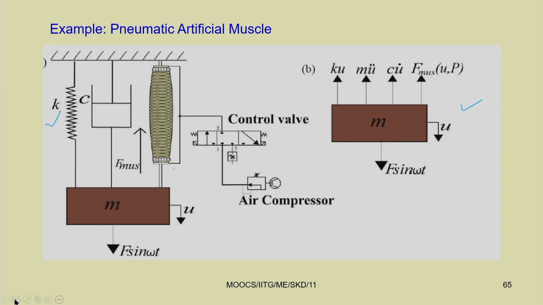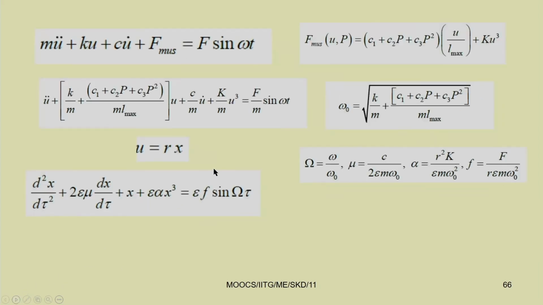The equation of motion you can write conveniently by drawing the free body diagram, and this F muscle you can also characterize. You can write down the F muscle expression by doing some experiments on how the muscle force varies with different pressure. Here one expression is written for F muscle. So, you can write down the equation of the system in this form: m u double dot plus k u plus c u dot plus F muscle equal to F sin omega t. Now, putting the F muscle expression in, we have a nonlinear equation of motion.